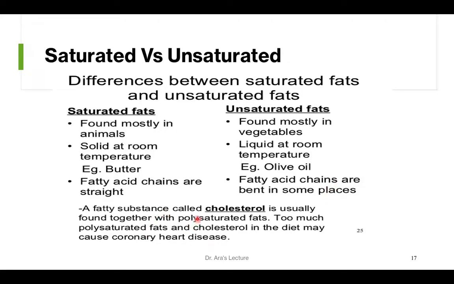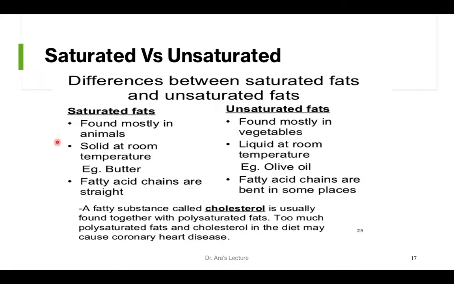A substance called cholesterol is usually found together with saturated fats. Too much saturated fat and cholesterol in the diet may cause coronary heart disease, as I told you in the beginning. Now you don't need to be looking to different dietitians' recommendations, doctors or YouTube lectures. So many people are lecturing so many things, but if you know the science behind it, then you can take your decision about what you should eat and what you shouldn't.